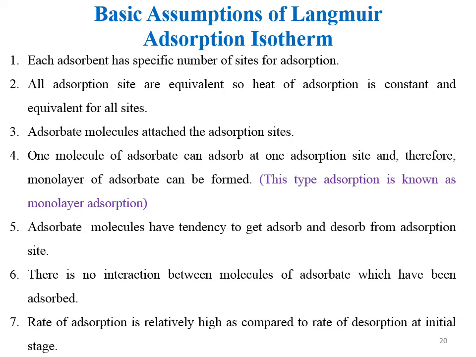And this type of adsorption is also known as monolayer adsorption. And number five, adsorbate molecules have a tendency to get adsorbed and desorbed from the adsorption site. Number six, there is no interaction between molecules of adsorbate which have been adsorbed on the surface of adsorbent. And number seven, the rate of adsorption is relatively high as compared to the rate of desorption at the initial stage.